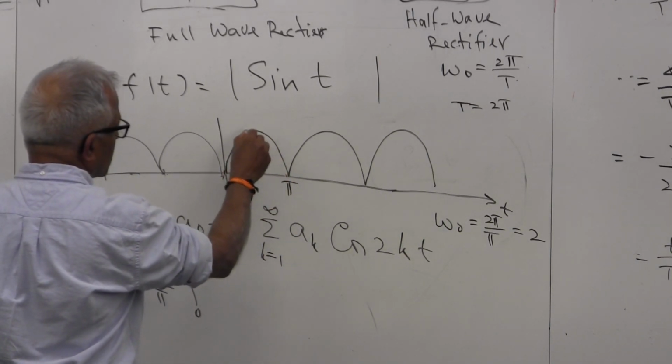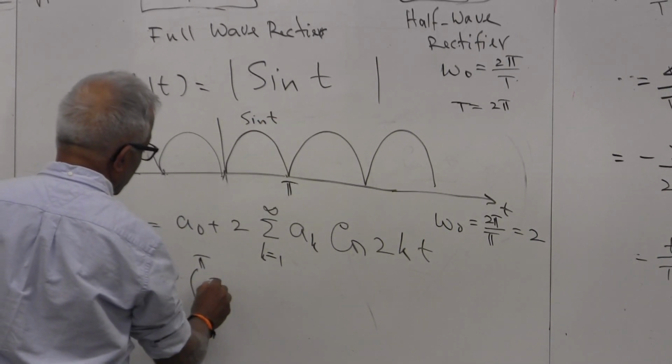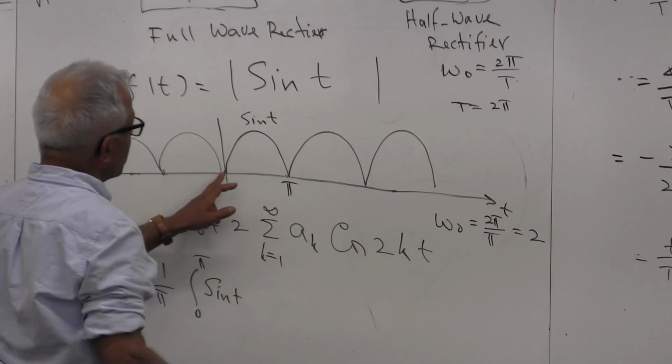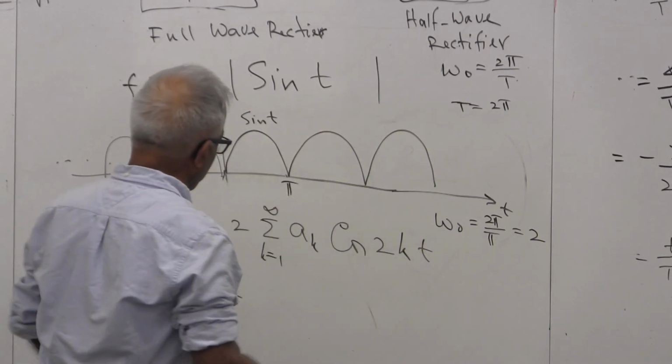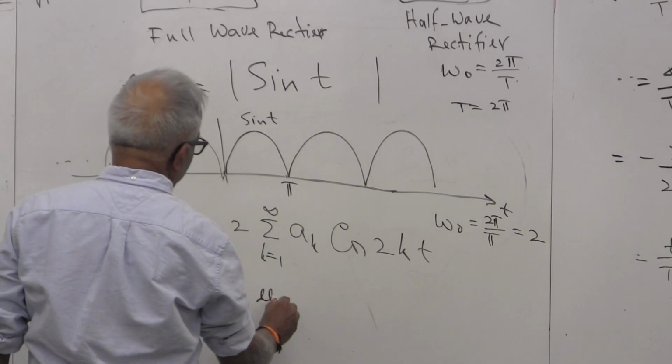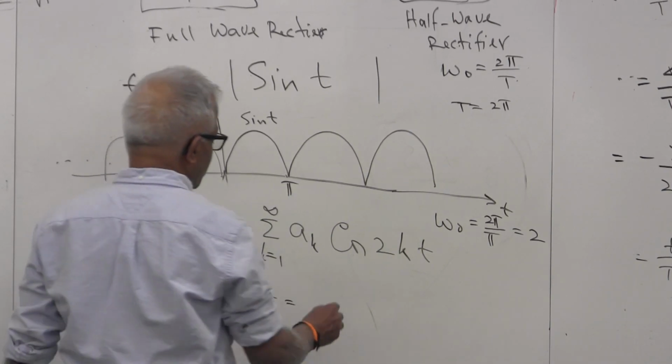What is this waveform? What do you see here? This is just sine t, right? When the waveform is positive, of course, the absolute value of sine t is sine t. So sine t dt. And the integral of sine t?